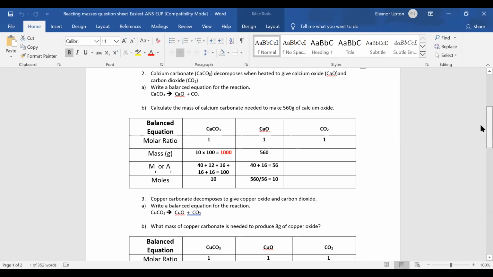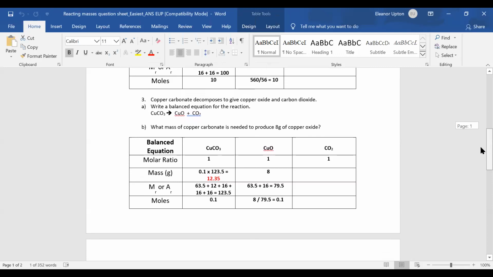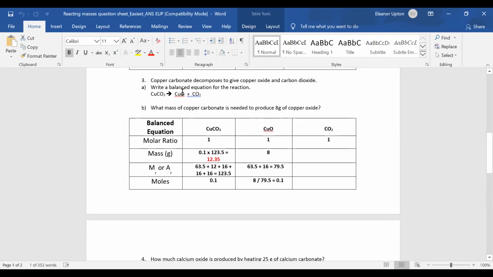Question 3 was very, very similar, slightly more difficult. You were looking at copper carbonate and how it decomposes to give copper oxide and carbon dioxide. Again, you were asked to produce a balanced equation for the reaction. You didn't have to insert any coefficients. It's balanced as it stands. What mass of copper carbonate is needed to produce 8 grams of copper oxide?